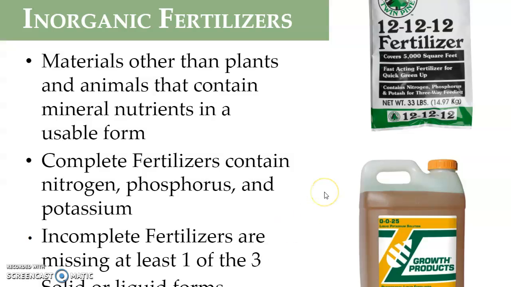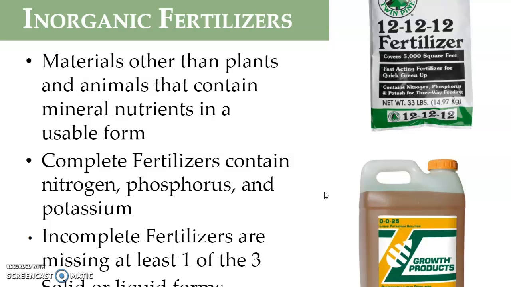So the first thing we can do is we could add inorganic fertilizers. Inorganic fertilizers are made of materials other than plants and animals that contain a nutrient that the plant can use. Lots of times these come from rock that have phosphorus in it or has potassium in it or some of the other nutrients.